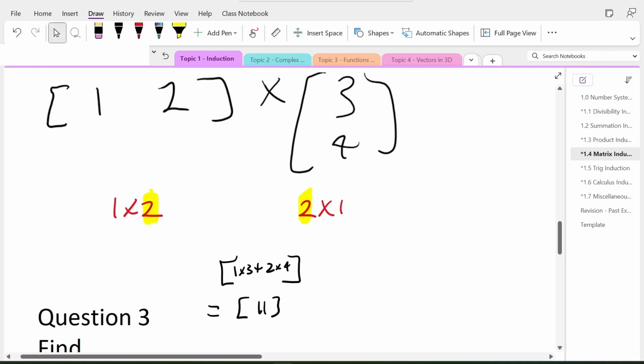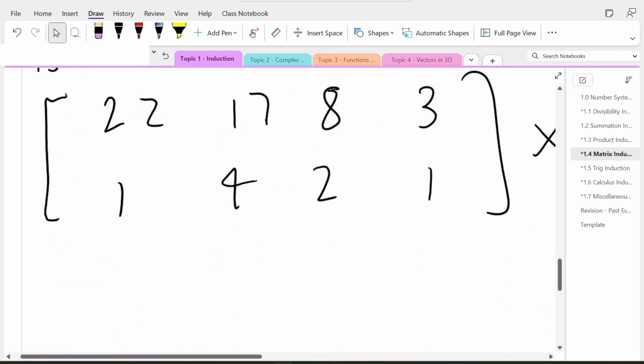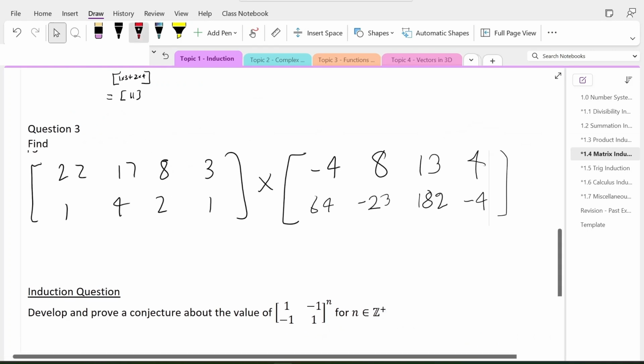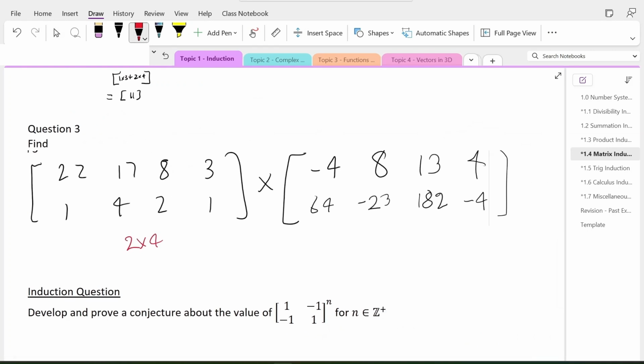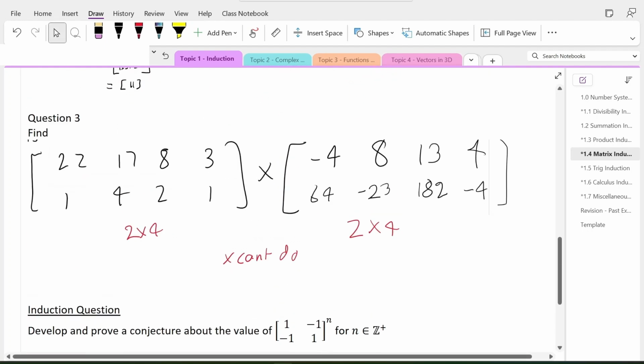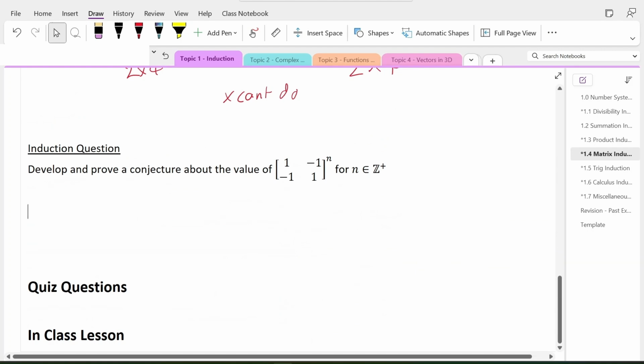Beautiful. Now, if you wanted to do matrices like this one here, you actually can't, because this one is a 2 by 4, and this one is a 2 by 4. So you can't do it. The reason we can't is because 4 and 2, the middle numbers, don't match each other. Anyway, with that out of the way, we're going to do our induction question on matrices. I'm also going to show you how to make a conjecture.